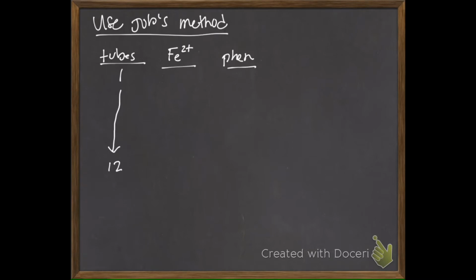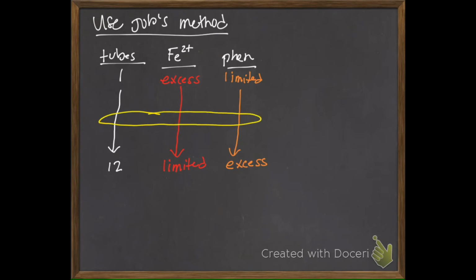Okay, so in tube 1, we are going to put an excess amount of iron. So we have an excess amount of iron in tube 2, and we gradually decrease it, where by tube 12, it's the limiting reactant. And it's going to be the opposite for the phenanthrene ligand. We're going to start in tube 1 with a limited amount. It's going to be the limiting reactant, but at the end, it's going to be in excess in tube 12. So somewhere in there in tubes 1 through 12, we have the perfect amount. I don't know which tube it's going to be. We'll have to watch the video and look at the data.